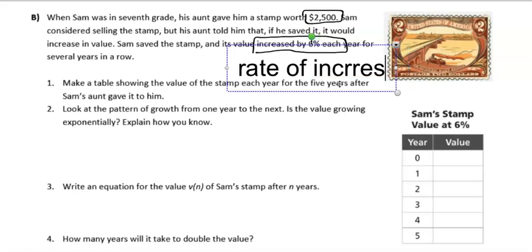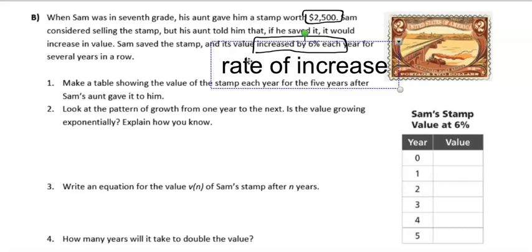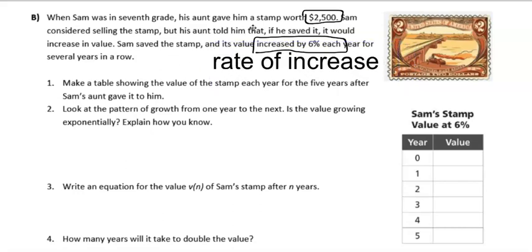Okay, there it goes. Rate of increase there. So now what do I do with this rate of increase? All right, so we'll start with making a table. So we got 1 is 2,500, and it increases by 6%. So you have a choice here. You could find 6% of 2,500 and then add it, or you can multiply 2,500 by 1.06. Alright, so where am I getting this number from, right?